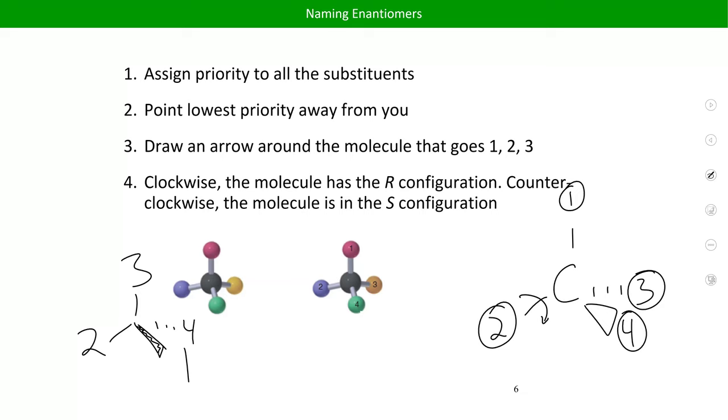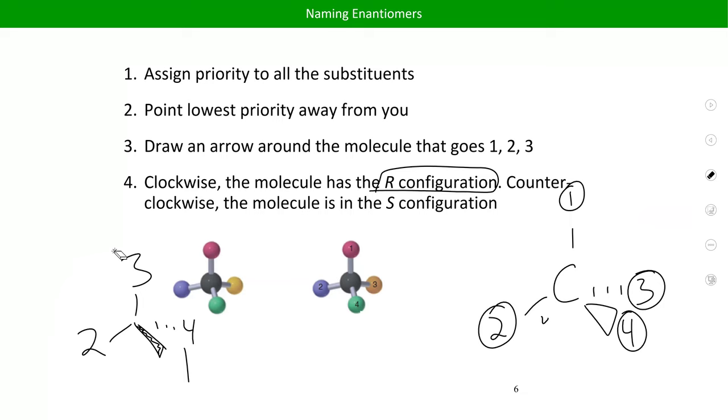Once we do that, once 4 is in the back, we ignore it. And we just count 1 to 2 to 3, and we draw an arrow. If the arrow is going clockwise, that's an R configuration. If we count 1 to 2 to 3 and the arrow is going counterclockwise, we name that as S. And no matter how you do this one, you should get R no matter which of those rotations you did. I'm going to try to stop using the arrow. Sorry.